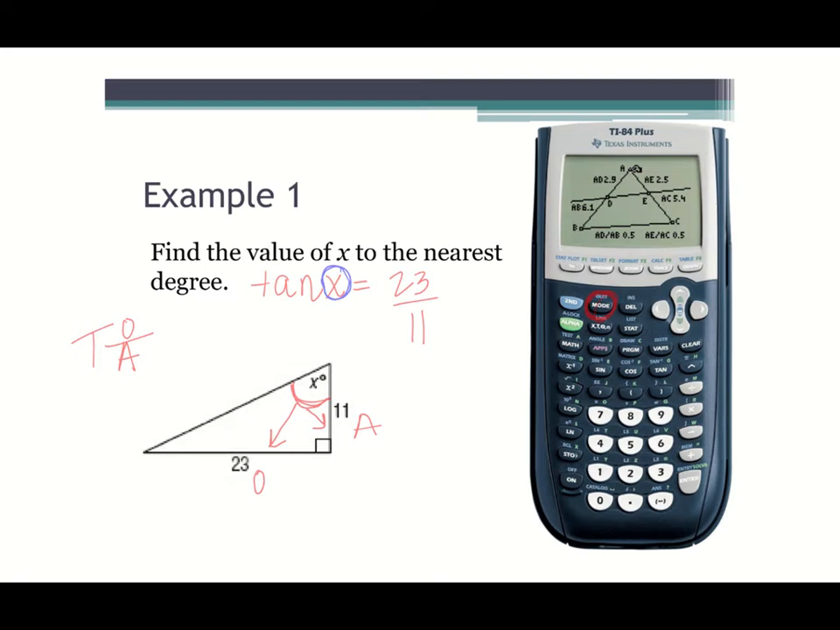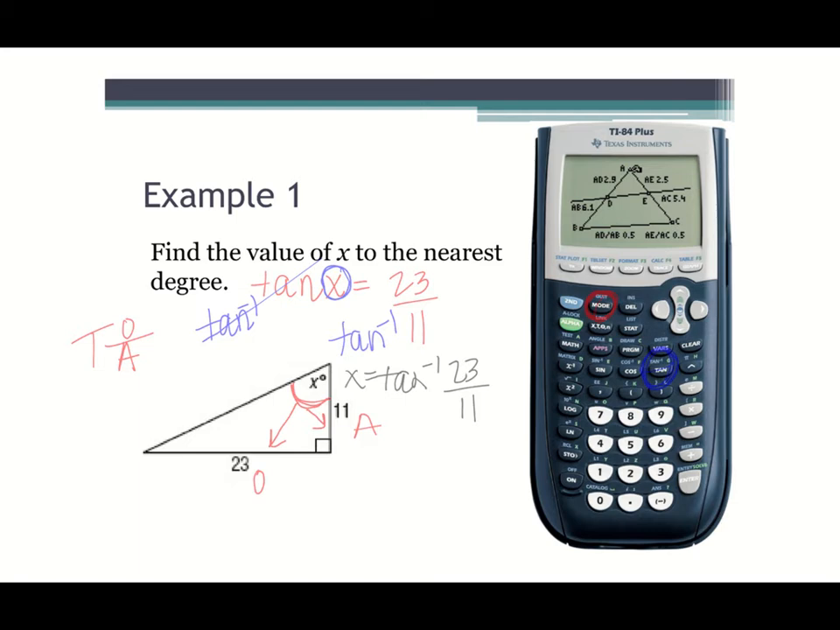So we have to do the opposite of tangent, the inverse of tangent. And the inverse of tangent is like this. So if we do that to one side, it cancels, which means we have to do the inverse of tangent to the other side. Well, we've got a nice button on our calculator. If we look right here, that's going to do that for us. So right now we have x is going to equal the inverse of tangent of 23 divided by 11. So that's what we're going to do on our calculator.